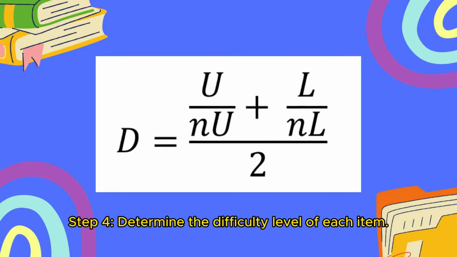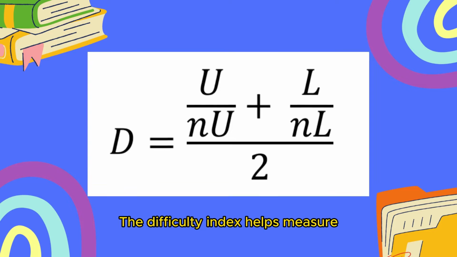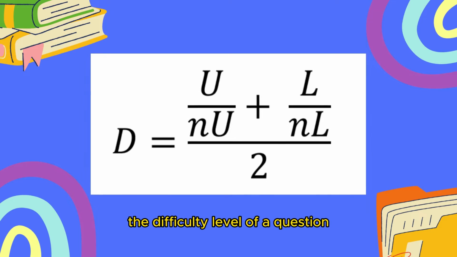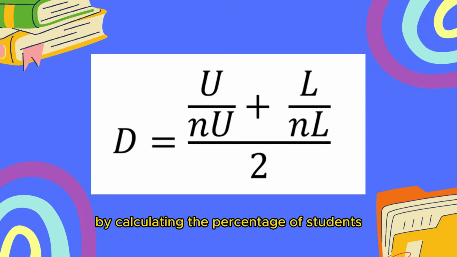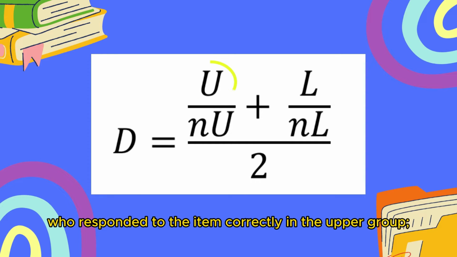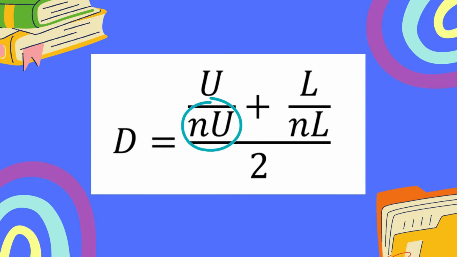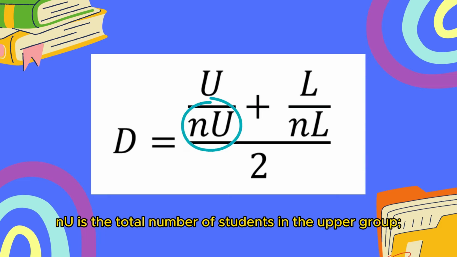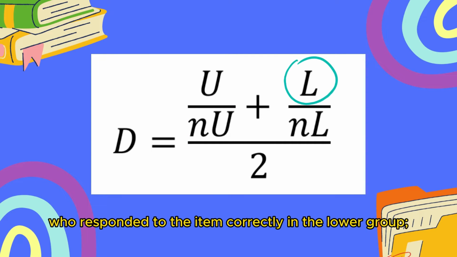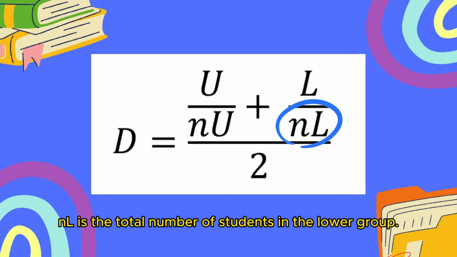Step 4. Determine the difficulty level of each item. The difficulty index helps measure the difficulty level of a question by calculating the percentage of students who answered it correctly using this formula, where U is the number of students who responded to the item correctly in the upper group, NU is the total number of students in the upper group, L is the number of students who responded to the item correctly in the lower group, and NL is the total number of students in the lower group.